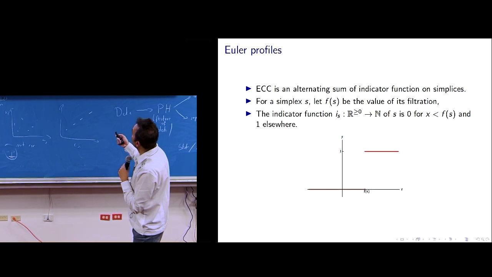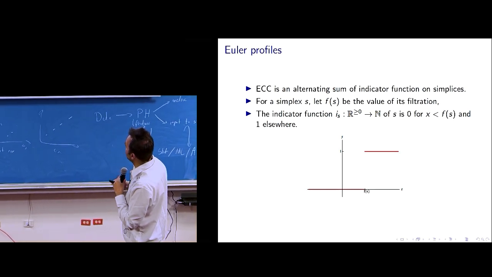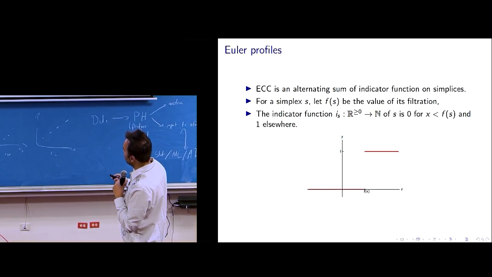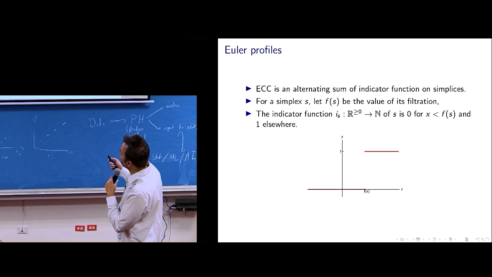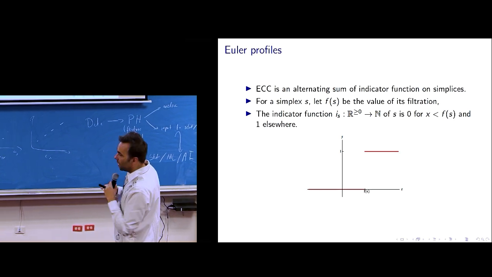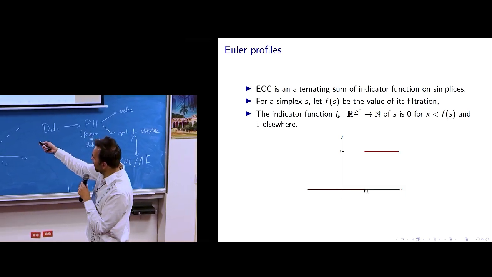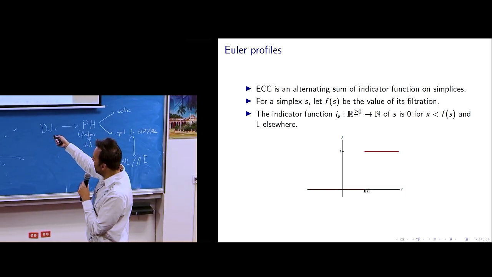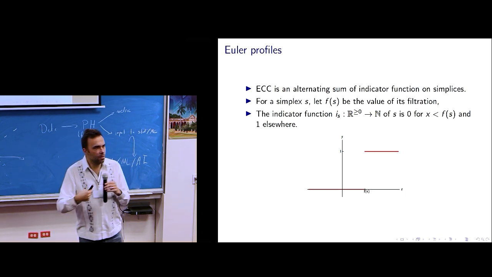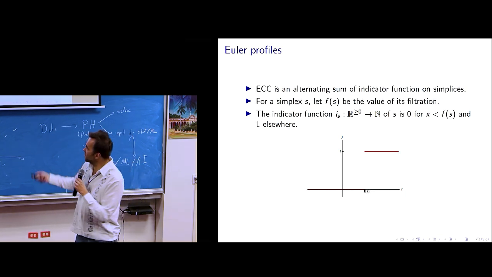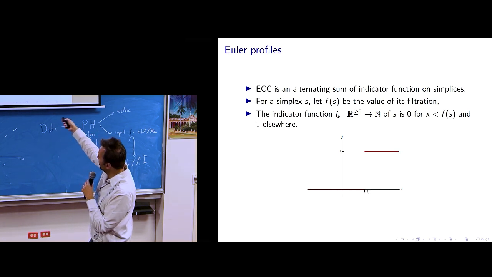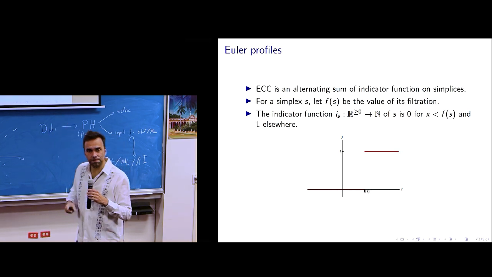Let's think about what an Euler characteristic curve is. If I have a simplex that appears at the filtration value f of s, then this simplex contributes to the Euler characteristic this Heaviside function, which is equal to 0 before the filtration value, and then it's equal to 1. And then we need to multiply this function by -1 to the power of the dimension of the simplex s.